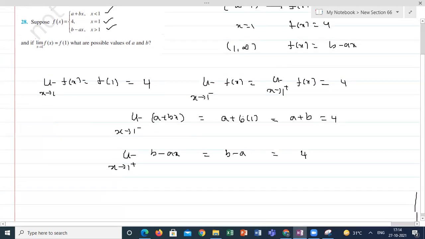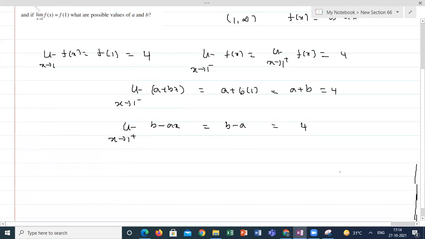Then only the limit exists, because he clearly mentioned f of 1 is 4. So limit x tends to 1 minus f of x must be equal to limit x tends to 1 plus f of x. From here I can conclude a plus b is equal to b minus a is equal to 4.